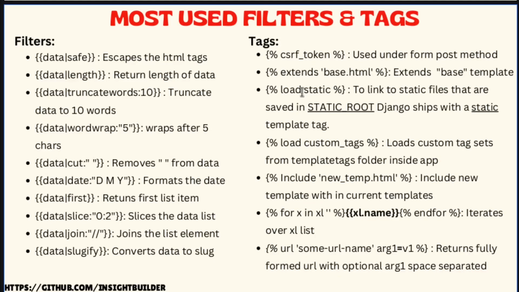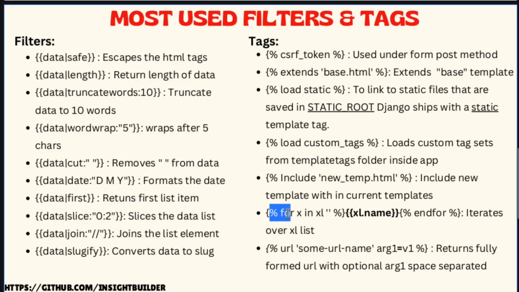Then we have load static. You can use the static directories inside your project's root directory, and whatever values you are placing there can be referred to using the static keyword or the static tag. We can load custom tags using the load custom tags option. I have a separate video on loading the custom tags and working with them. When you are going to work with multiple HTML files, you are going to split them into parts. If you want to load or include a particular part into the current template, then you can use include.